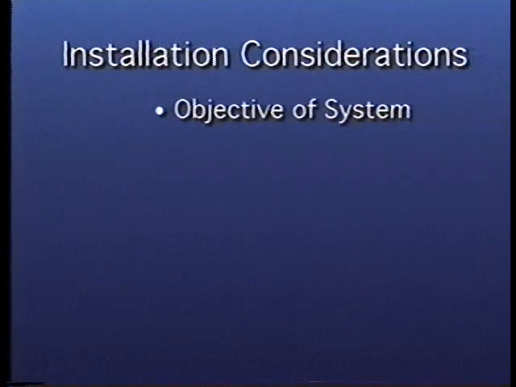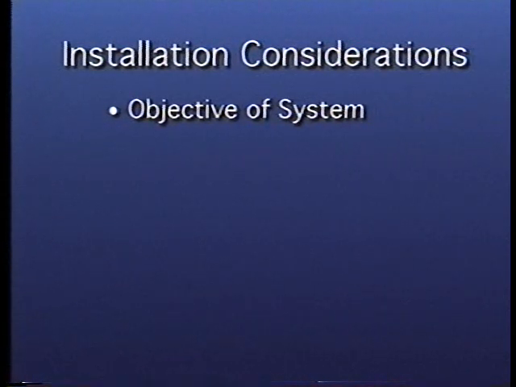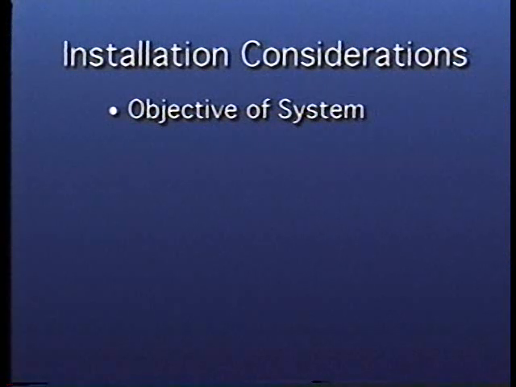When considering the installation of an automatic fire sprinkler system, the first step is to make certain you understand the objectives or reason that the system is being installed. Is it life safety, code equivalency, or one of the other objectives we discussed in Tape 1?